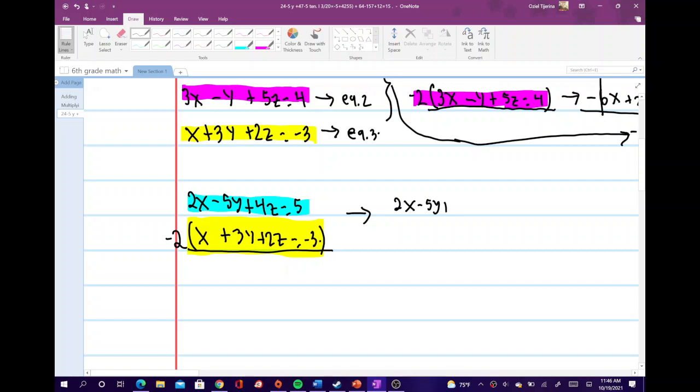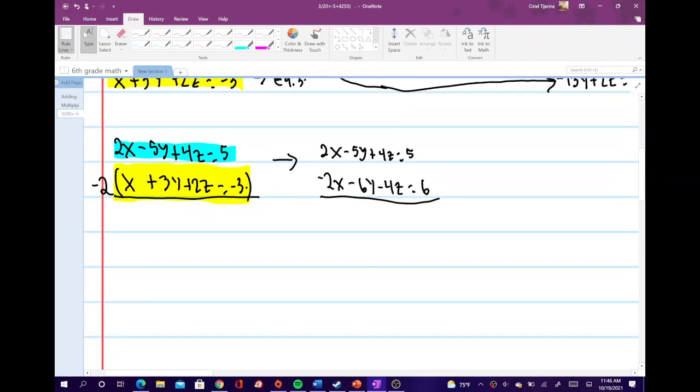2x minus 5y plus 4z equals 5, and -2x minus 6y minus 4z equals, and again, you're multiplying by -2, right? So it's going to be 6. Luckily, this one was kind of an easy one, because as you can see now, our 2x's cancel out. So we don't have to do it again because we already solved for a variable, if that makes sense. We've already solved for a variable, so we don't have to do it again in systems of two equations. So we have negative 11y is equal to 11, right?